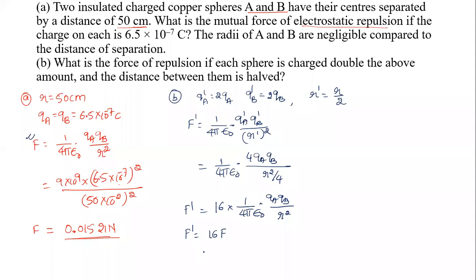16 times the initial force, which we got as 0.01521. Multiply these two. How much do you get? The new force F' is 0.2436336, correct. So 0.24336 Newton is the new force. So is the question clear to all of you?